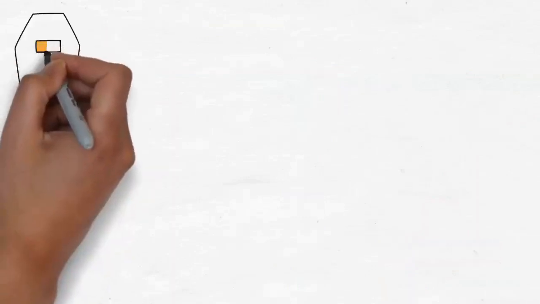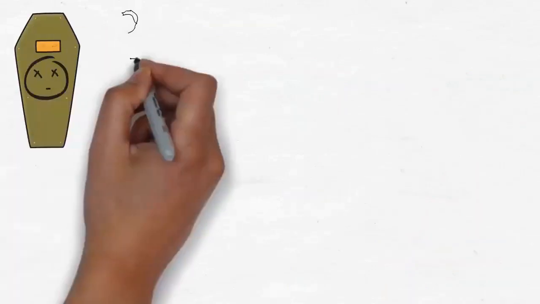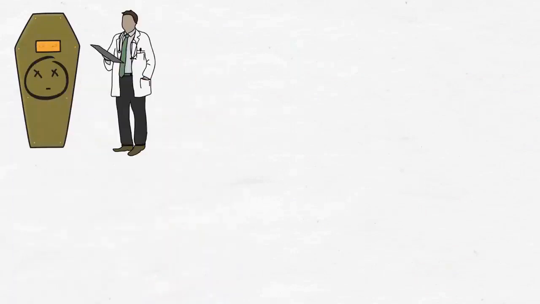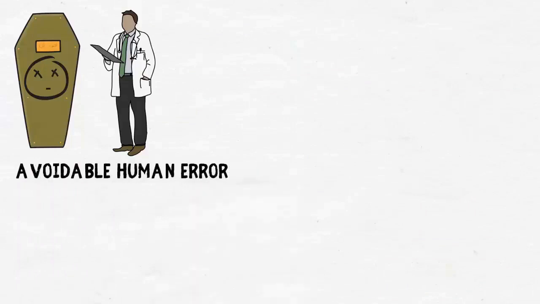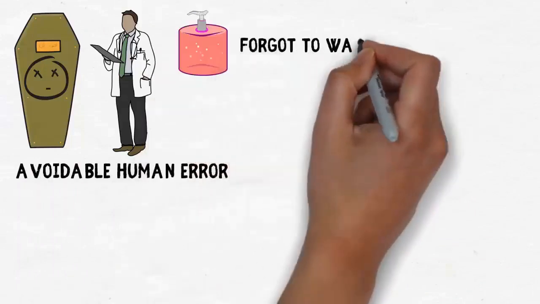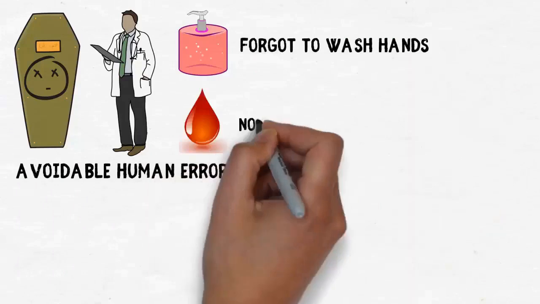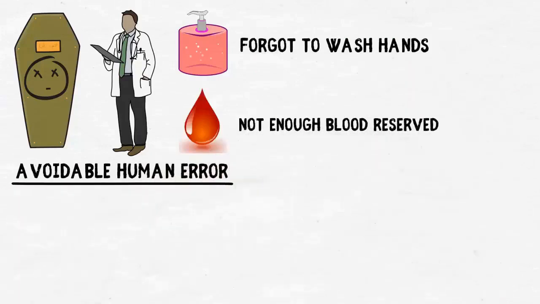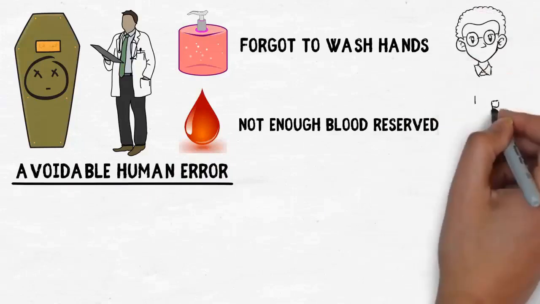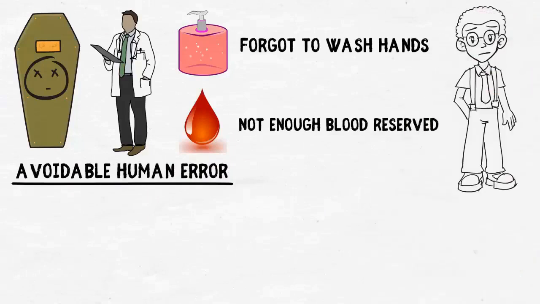Even today, despite advanced technology, many people around the world die due to doctors' mistakes or during surgery. Most of these deaths occur due to avoidable human error. For example, a doctor not washing their hands before surgery or not keeping the patient's blood group in reserve. The author believes that losing many lives due to such avoidable human errors is not right.